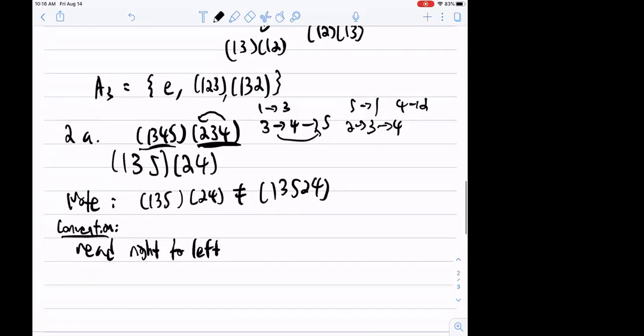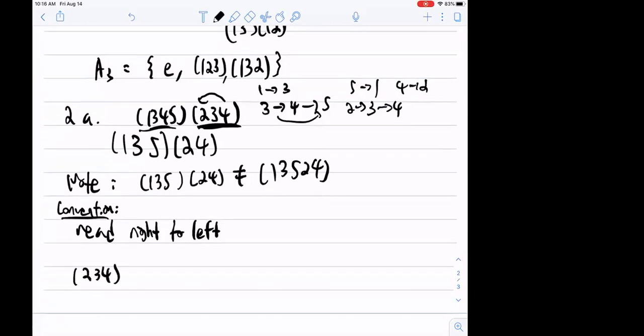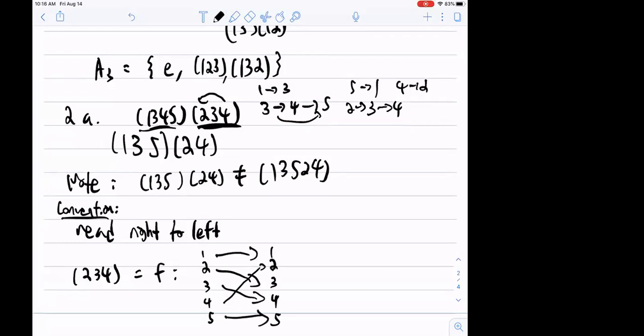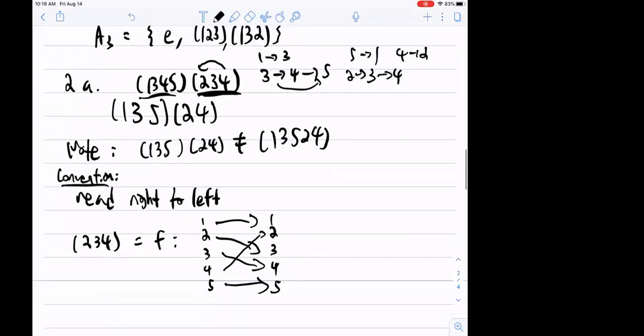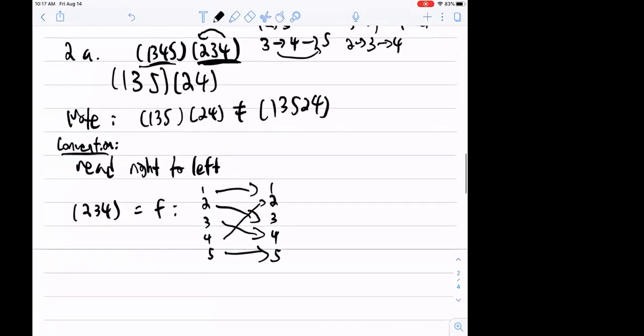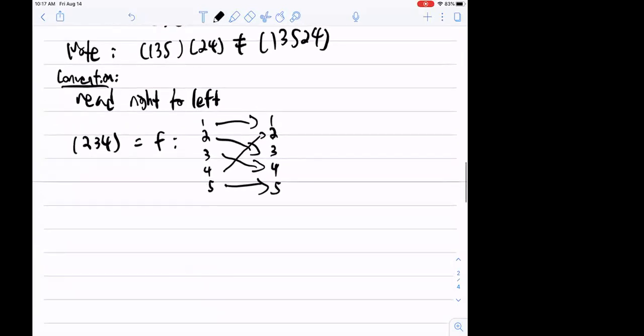Thank you. So (2 3 4) is the function f that, since there are 5 terms, is shorthand for this: 2 goes to 3, 3 goes to 4, 4 goes back to 2, and then 1 gets fixed, 5 gets fixed. Remember your permutations are bijective functions, so these are just shorthand notation for a function. Okay.